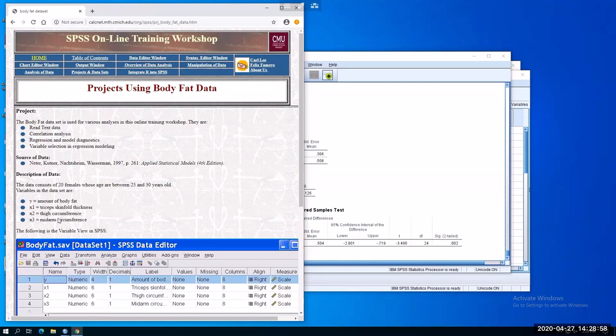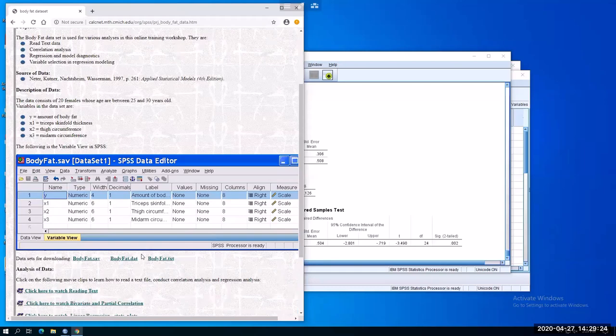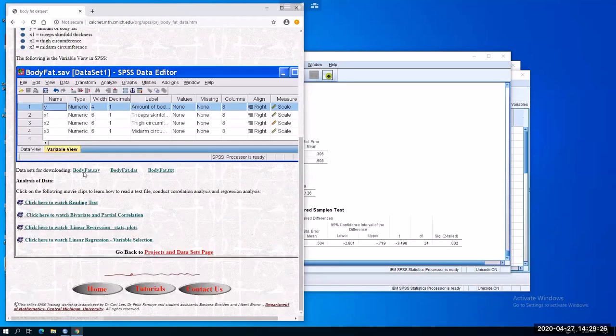Tricep skin fold thickness, thigh circumference, mid arm. So we measured their triceps, thighs, and midarm. And for example, we want to predict how much does this person weigh. We got some values, and we measured only X1, X2, and X3. And we want to know how much does this person weigh. That's what we want to see here. Now let's download the data. So the SAV file. Let's open it.